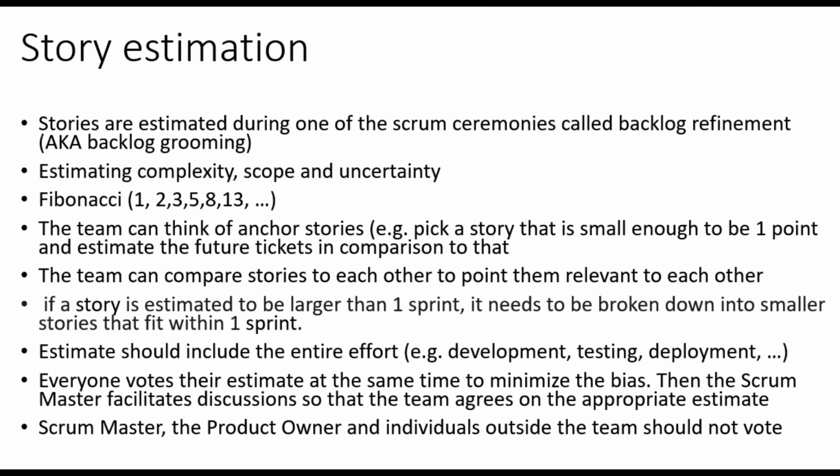So if a story includes development and testing, the estimate should reflect both. A good practice is that all team members show their vote, the number of points that they think the story estimate is, at the same time. This reduces biases. Different team members likely show different numbers. In that case, the Scrum Master facilitates a short discussion so that team members briefly provide the reasoning behind their estimate. After that, the team agrees on the estimate that they think is most appropriate.